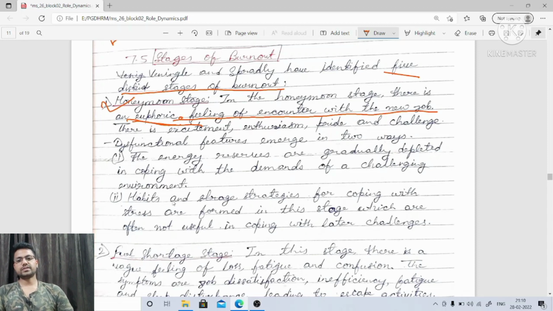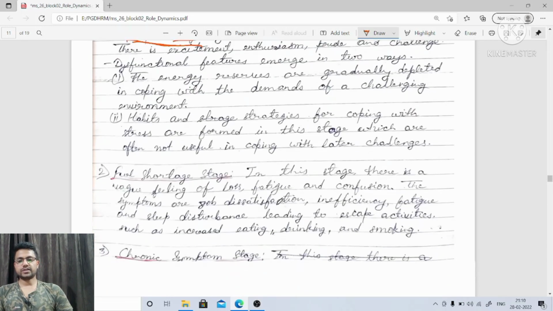Second, habits and strategies for coping with stress are formed in this stage, which are often not useful in coping with later challenges. So whatever strategies for coping with stress are formed at this stage may not be useful in the later stages. Okay.